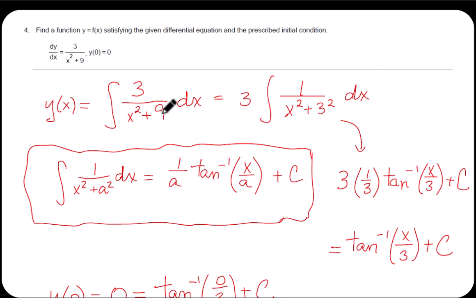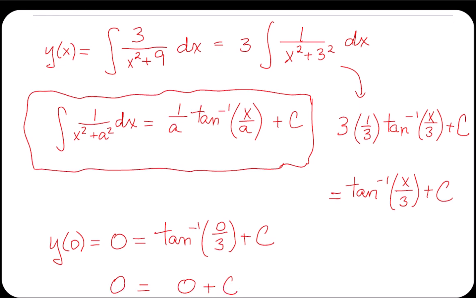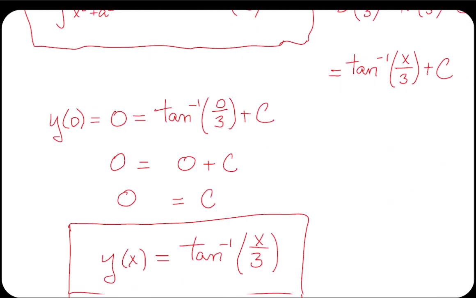So the 9 is 3 squared. I took the 3 out in the front, and so we're going to get by this formula 3 times 1/3 inverse tangent x over 3 plus c. The 3's cancel, and so I get the inverse tangent x over 3 plus c.